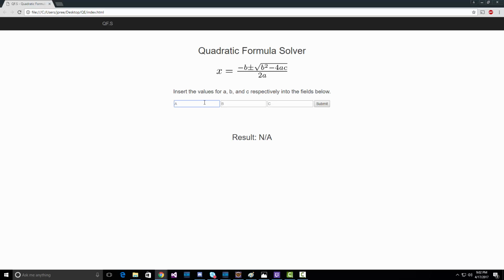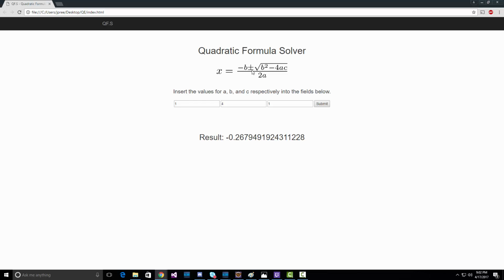In this application, if we type in 1 for a, 4 for b, and 1 for c, and hit the submit button, the program will have to think about it for a little bit. And we'll see negative 0.267 as the result. Now there should be 2 results here, for both x-intercepts on the graph, because there's a plus or minus, but this application only focuses on the plus portion of the formula.